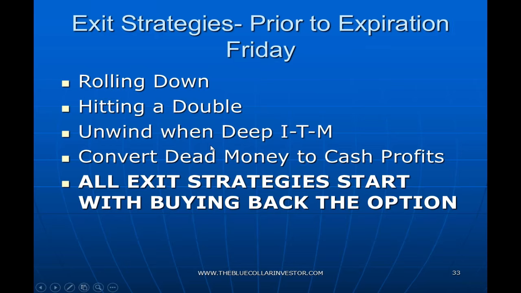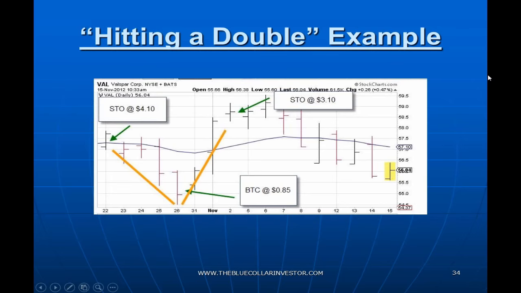We're going to go through one I call hitting a double, and you could tell I'm a baseball fan, and I named this because it was intuitive to me way back when I started doing this on my own before I even thought about the blue-collar investor. And so here's how this works. You sell an option. STO means sell to open. I sold this at 410. This is a real-life trade.